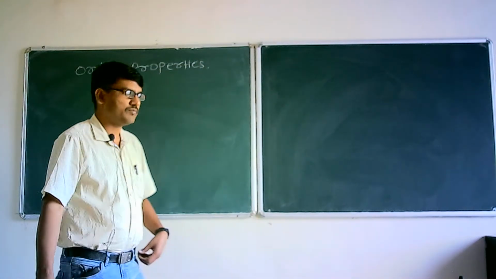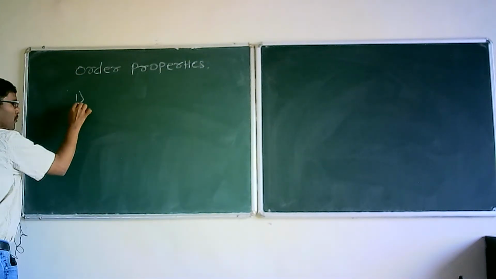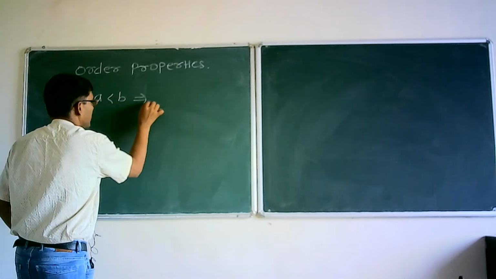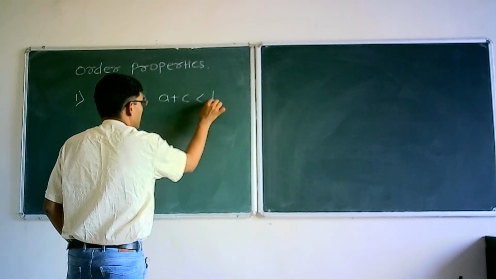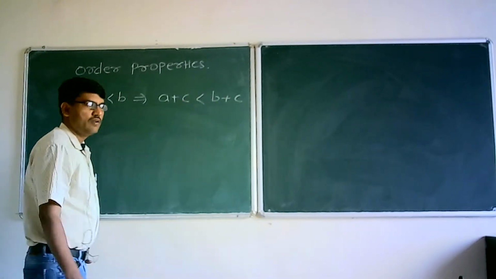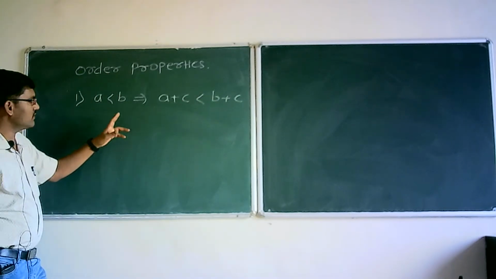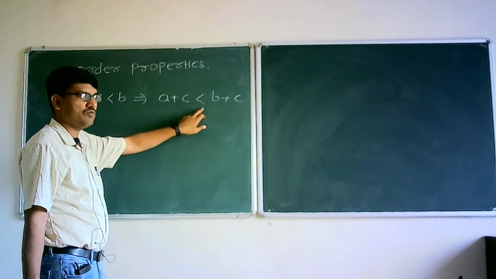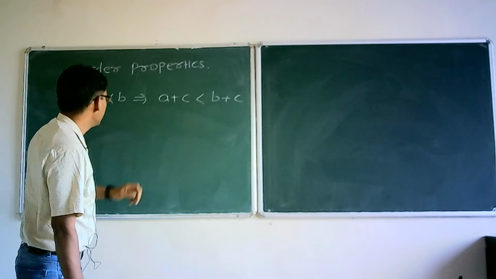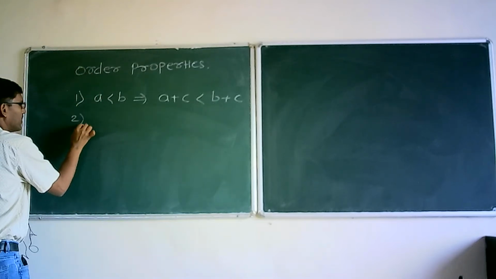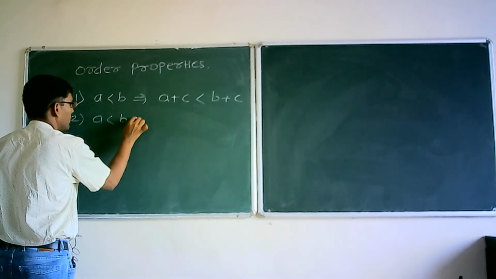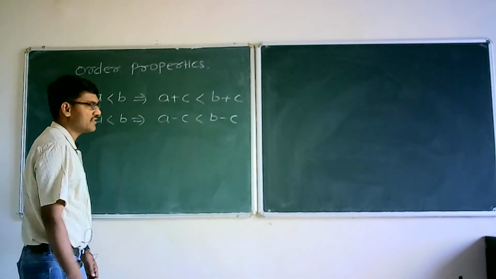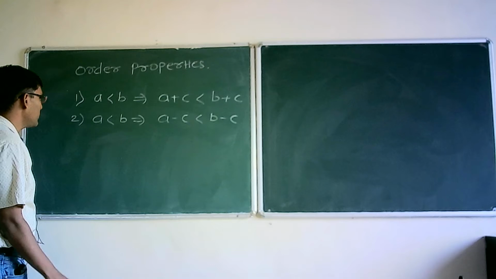Okay, a few important order properties I am writing here. If a < b, then a + c < b + c. That is, if we add any number on the LHS and RHS, the sign will not change. Number two, if a < b, then a - c < b - c. Again the same thing, the sign does not change here.